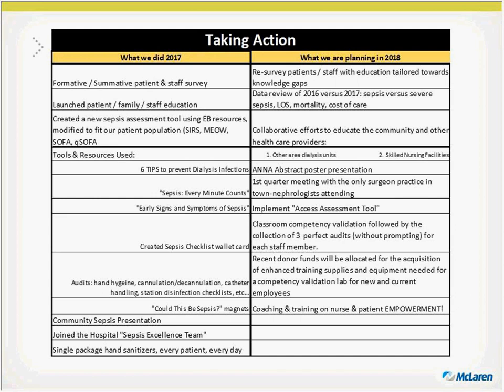Also, in 2017, at the tail end of the year, I joined the Sepsis Excellence team at the hospital, and it helps me to link with the hospital with a two-way flow of information regarding best practices. Lastly, we conducted an informal and anonymous audit of patient compliance with hand washing.